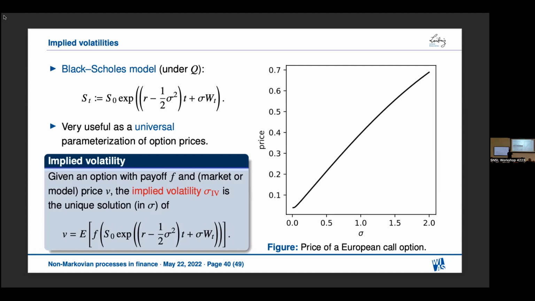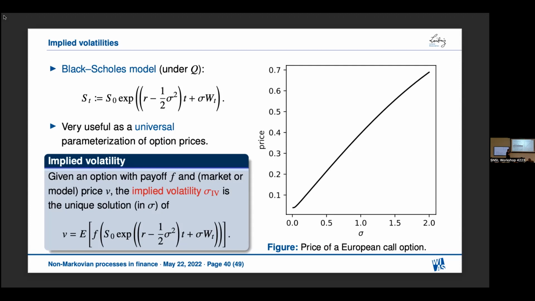And it's very useful because it provides a very natural parametrization of prices. So basically what happens is, as we have seen, the Black-Scholes price of an option only depends on sigma. It's the only unknown parameter in this equation.